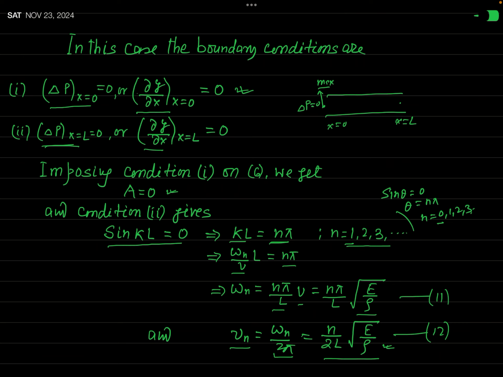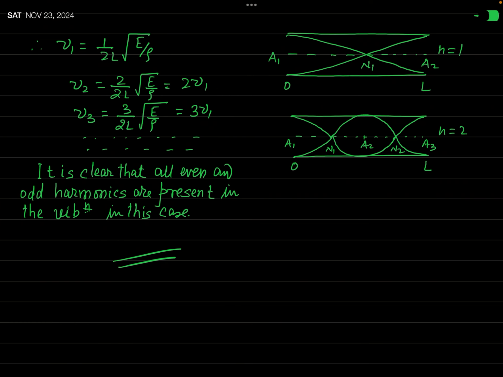Okay, this is just identical to the frequency of a string vibrating, which is clamped at both of its ends. This is just identical to that. Now, in this way, we can obtain the different frequencies of vibration by substituting different values of n. So when you take n equal to 1, the least frequency, which is also called the fundamental frequency in this case, will be 1 over 2L times this much.